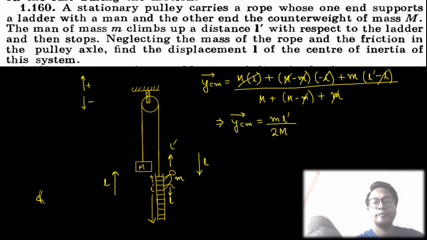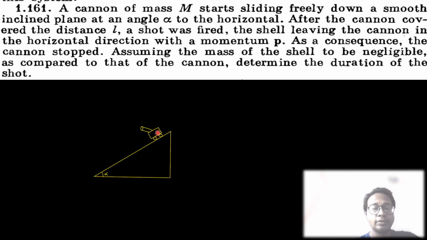Simple enough. In this question, what happens is the cannon is sliding down, and after sliding down, it fires a projectile with velocity v. Now see, the question is asking to determine the duration of the shot. That means after firing the projectile, the cannon comes to stop. And why does it come to stop? Because the shell imparted some momentum in the opposite direction.